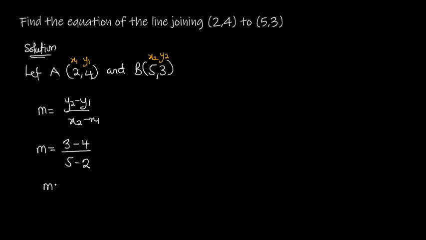So over here, my gradient is equal to 3 minus 4 will give me a negative 1, and 5 minus 2 will give me 3. So my gradient is negative 1 over 3. Alright, so substituting the gradient m into the equation y minus y1 equals m into bracket x minus x1, I can now go ahead and find the equation of my line joining these 2 points.